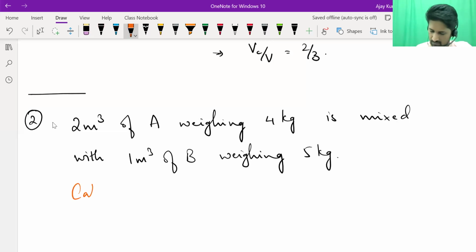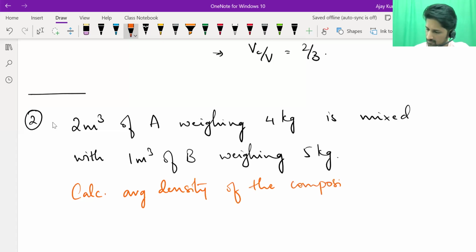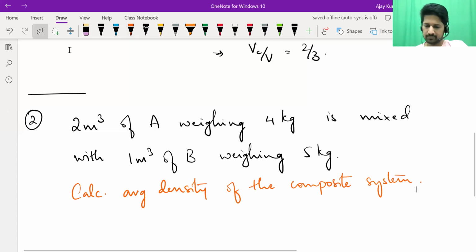Calculate the average density of the composite system. Density is mass by volume. Based on that, you tell me what is the density of this combined system. I'll give you all 1 minute. Solve it quickly.